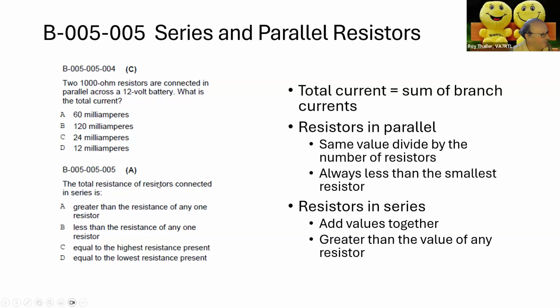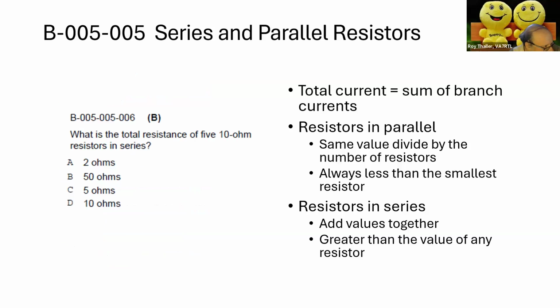The total resistance of resistors connected in series. So in this case, it's greater than the resistance of any one resistor. So here, what is the total resistance of 5 10-ohm resistors in series? So in this case, you would just add them up. So 10 plus 10 plus 10 plus 10 plus 10. So it would be 50 ohms.